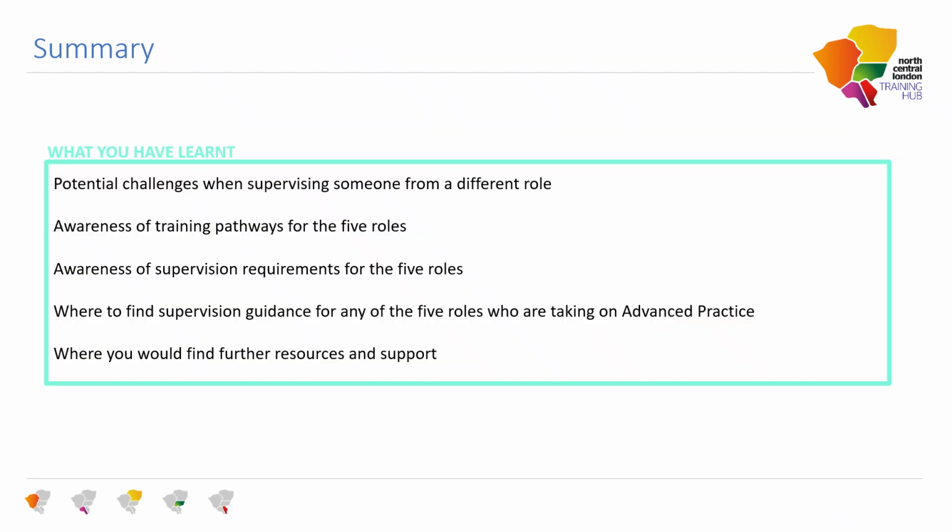To summarize what we have learned in this chapter, we have talked about and listed potential challenges when supervising someone from a different role. You have an awareness of training pathways of the 5 different roles, an awareness of supervision requirements for each of those roles, and you should know now where to find supervision guidance for any of those roles who are taking on advanced practice. At the end of the chapter, you will find further resources and support.